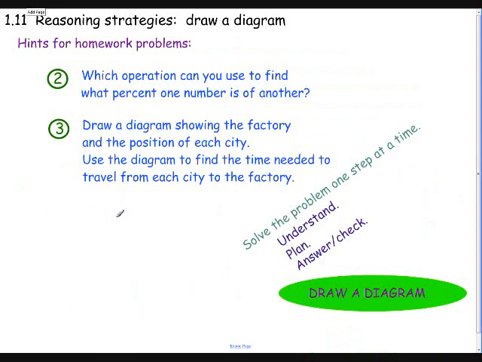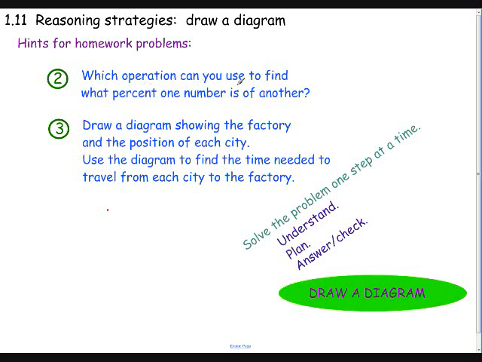Hints for your homework problems. So take this down. For problem number 2, let me see, make sure I assigned that. Oh, yes, I did. I assigned problems 2 and 3. You're going to be doing these in class, but make a note right now. This will help you out when you do it.